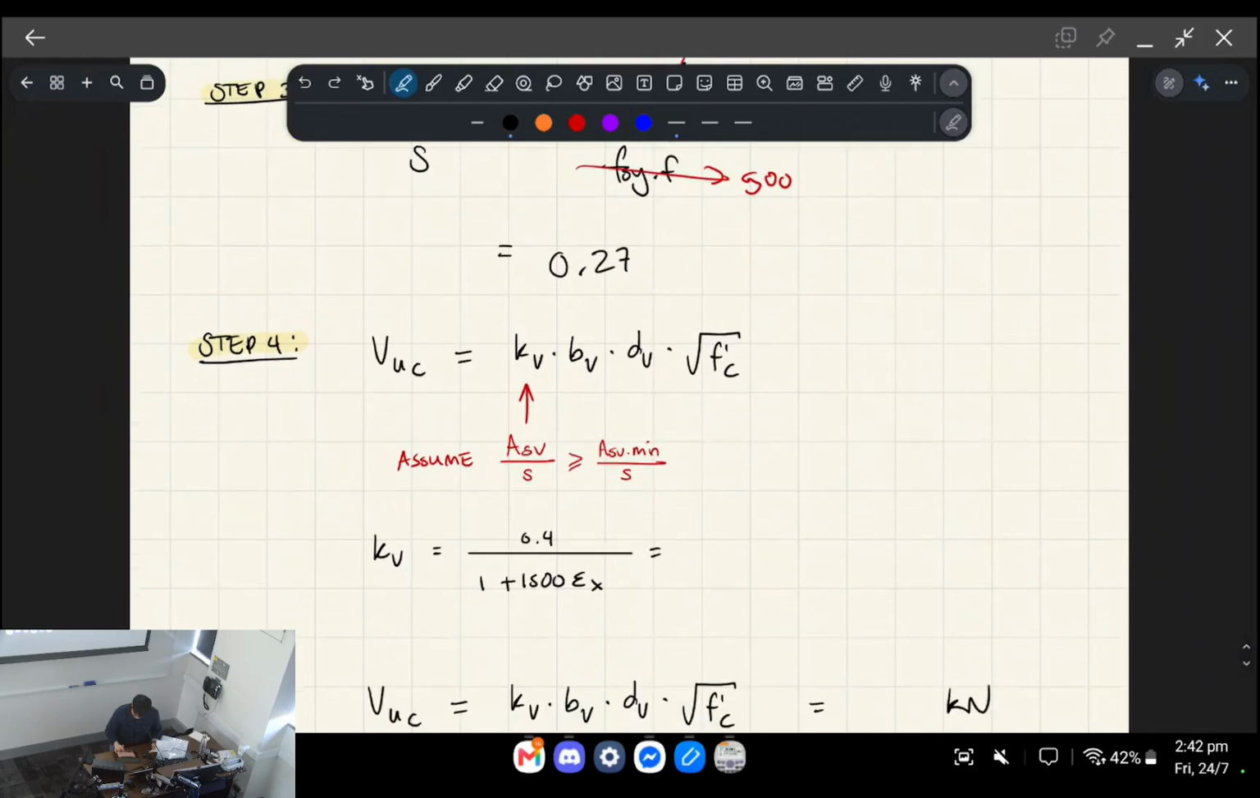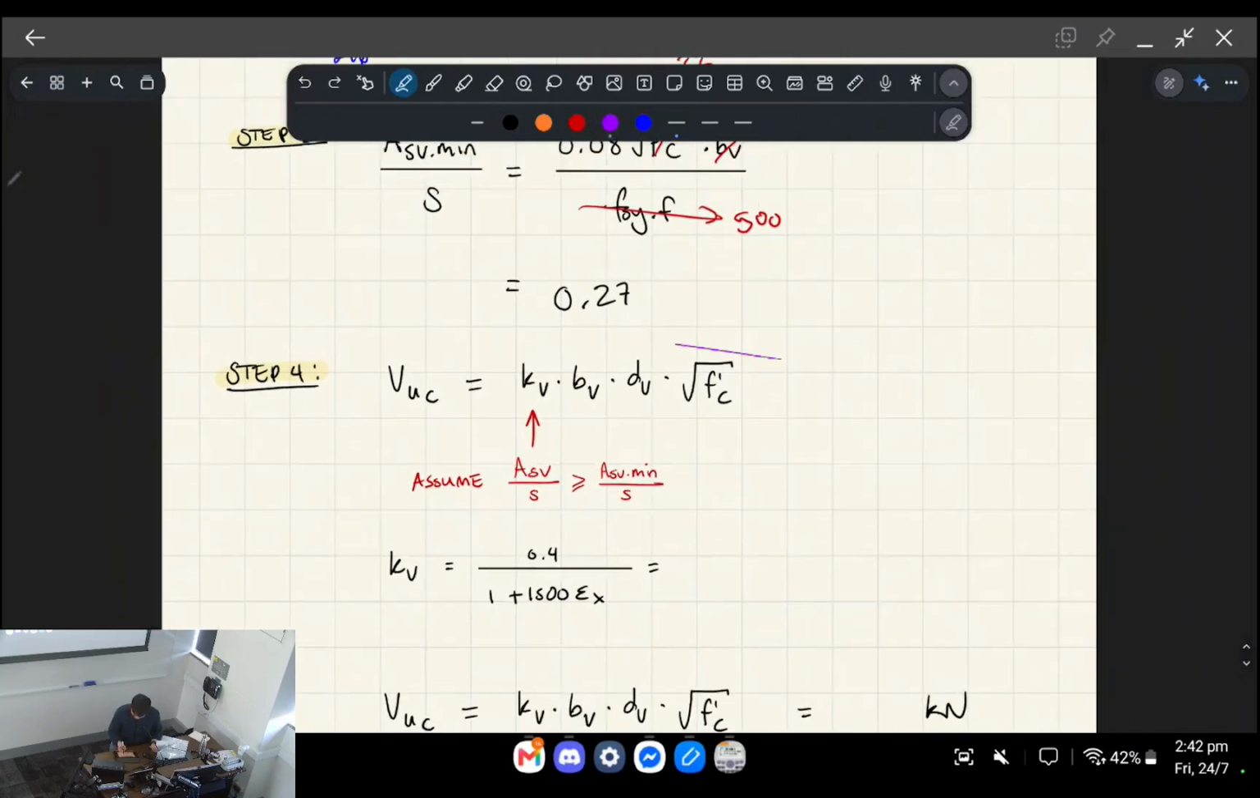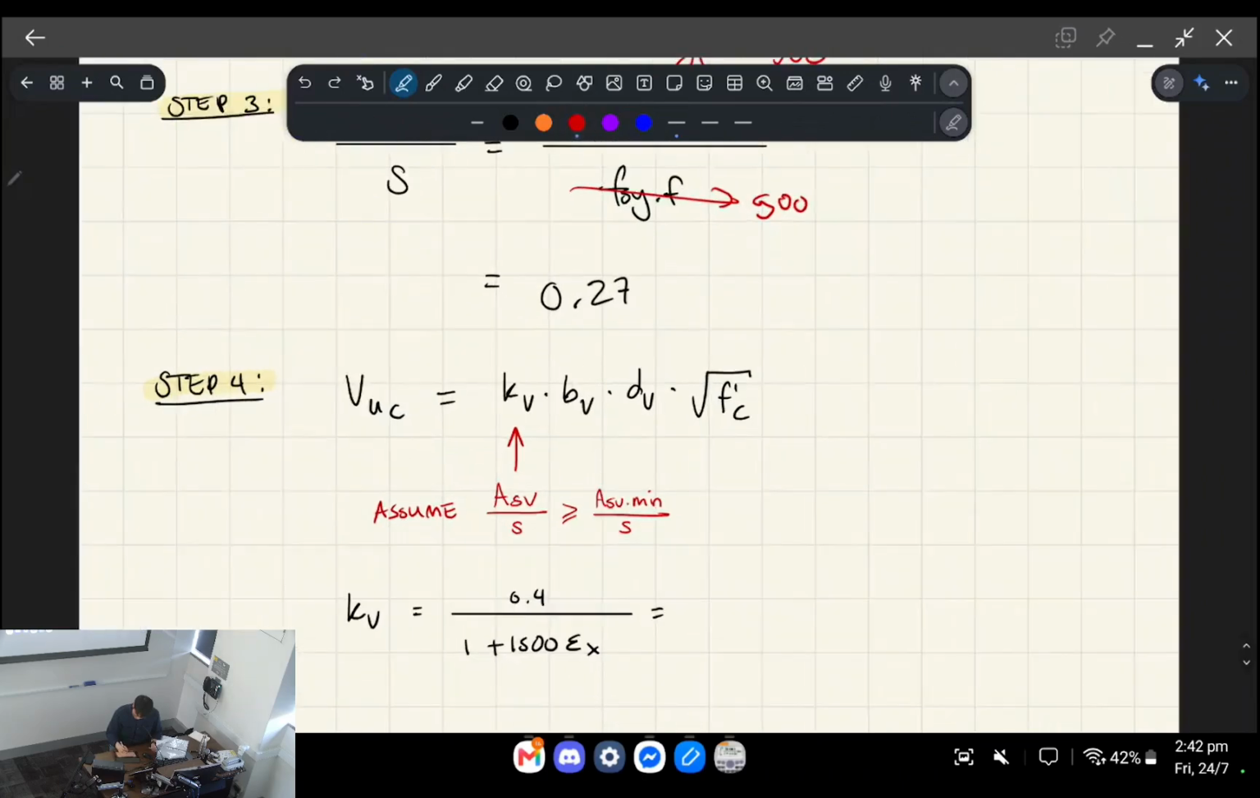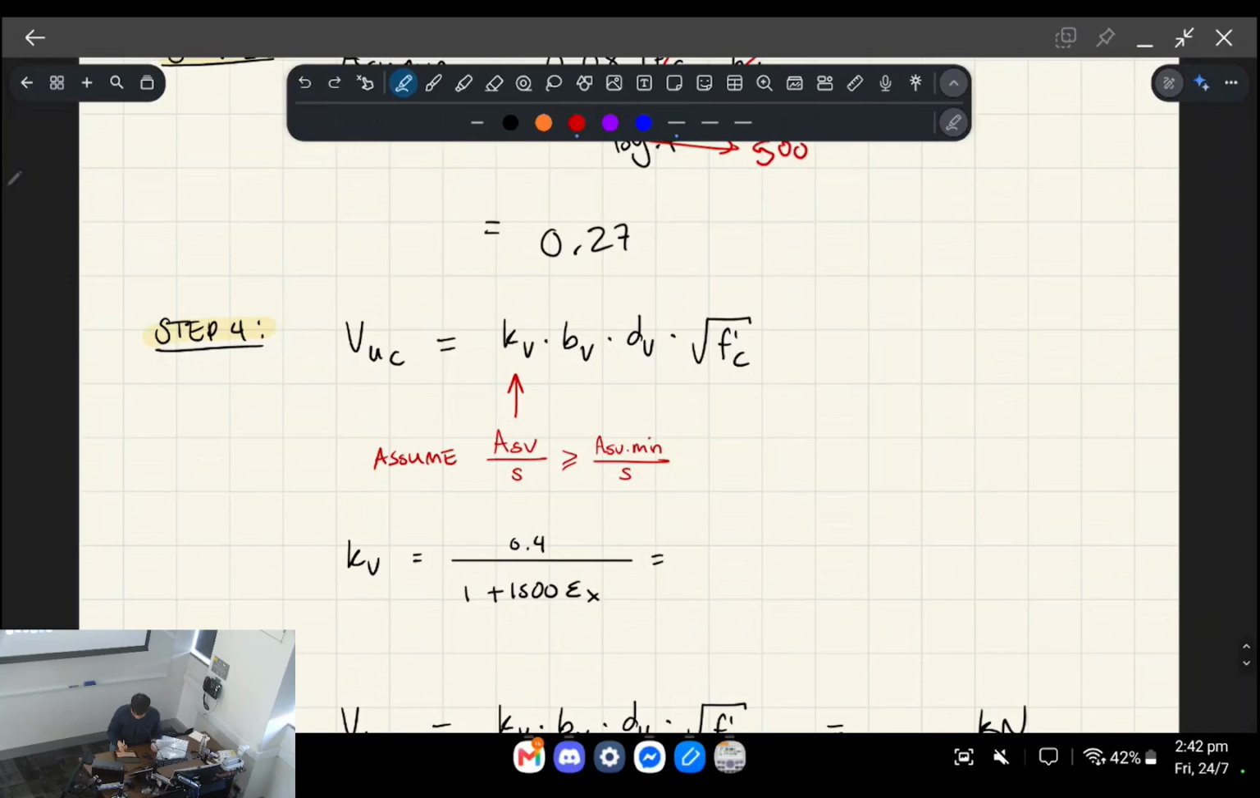So VUC is the next step. We're trying to calculate the concrete's shear strength now, okay? We've actually calculated BV and DV already at this point. So all that we're looking for is the aggregate interlock factor, KV. In the previous question, we could directly check this because we were given the stirrups area as well as the spacing. So we could directly check whether we had enough transverse steel density compared to our minimum transverse steel density, right?